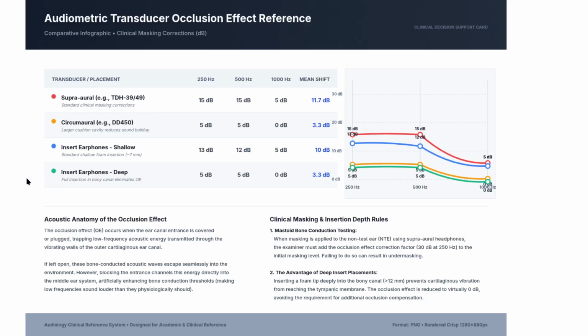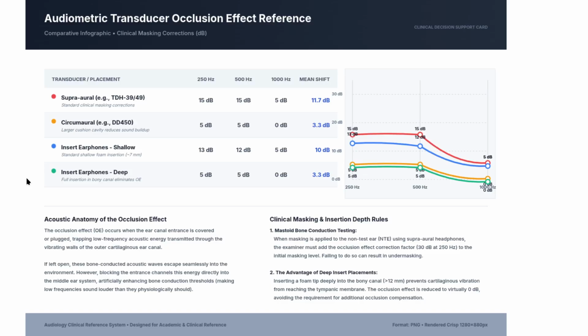Here are more modern occlusion effect values. These differ slightly from the textbook. These are average values. These are not minimum values. If you want to find out the occlusion effect for an individual, it's easy. You simply measure the bone conduction threshold occluded and then measure and subtract the bone conduction threshold unoccluded.